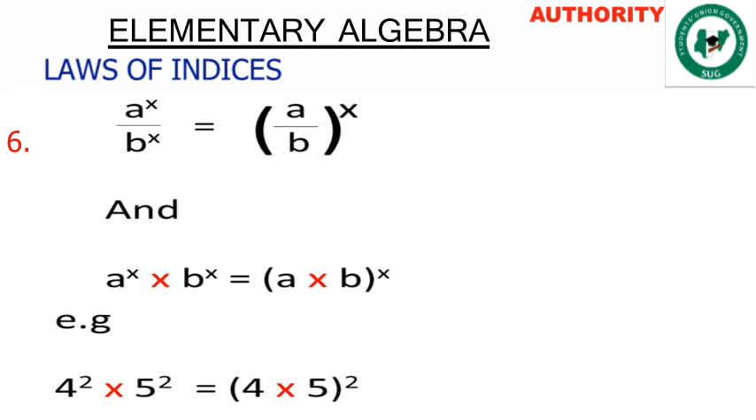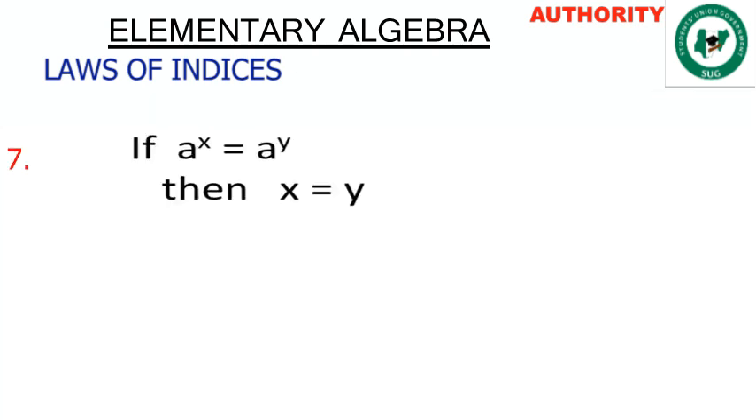That is it. Now let's see an example. We have 4 raised to power 2 times 5 raised to power 2. We say it is the same as saying 4 times 5 in bracket raised to power 2. Okay? That is it.